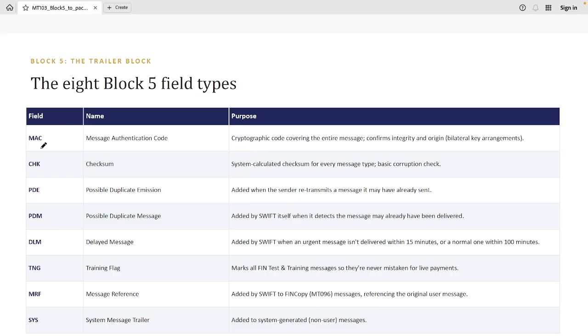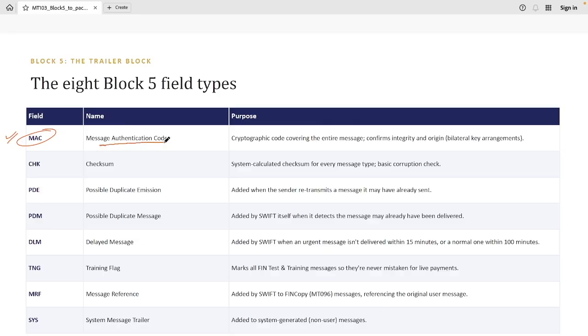There are 8 types of trailer fields, as you can see on this particular table. They do not all appear together, and some are associated only with specific services or exceptional situations. Let's start with the first one, MAC.